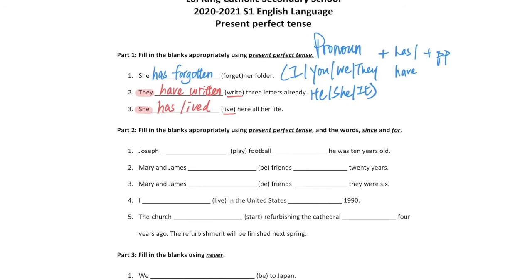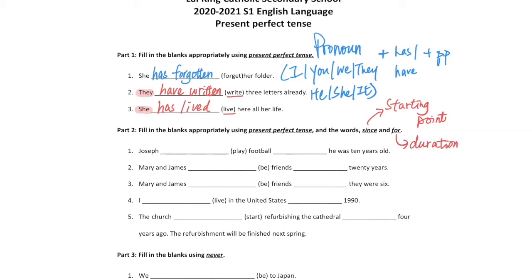Now part 2, fill in the blanks appropriately using present perfect tense and the words since and for. Now since and for are time indicators. When we're using since, we are stating the starting point of an event, and when we are using for, we are talking about the duration of an event.